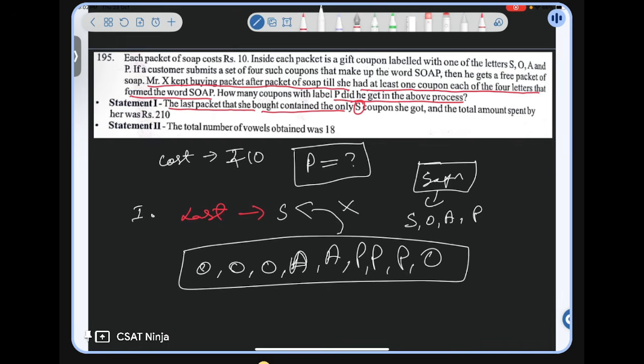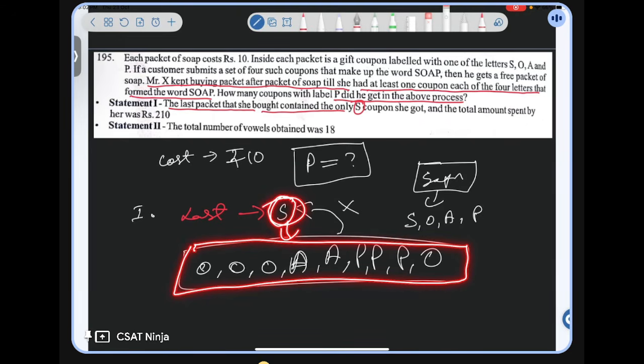Right after getting S, he is getting a gift box, because with this S we are completing the gift coupon, which is SOAB. So because he is getting S there, he stops there, right after getting the gift coupon. So if the last letter is S, that means Mr. X was in short of the letter S in his collection.